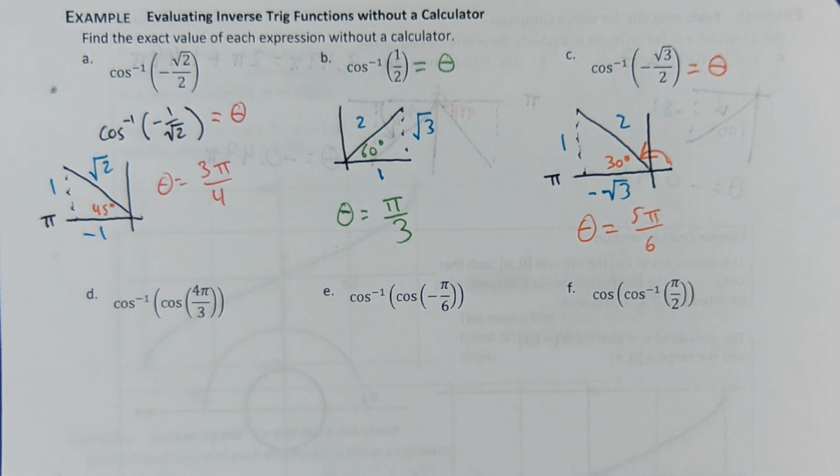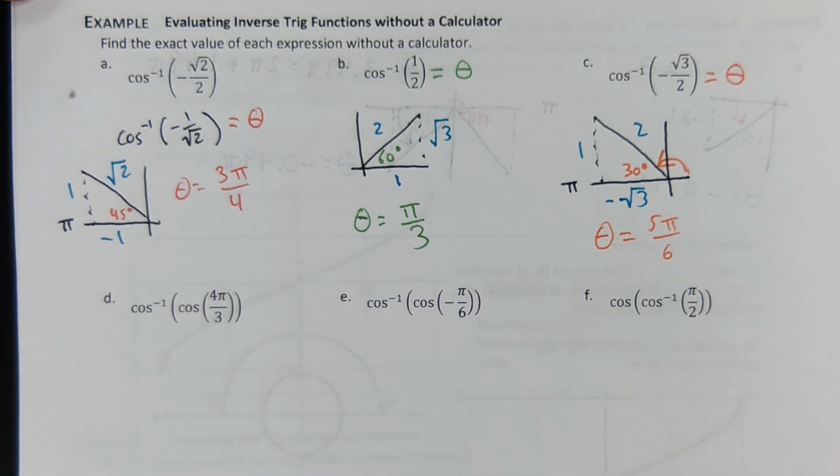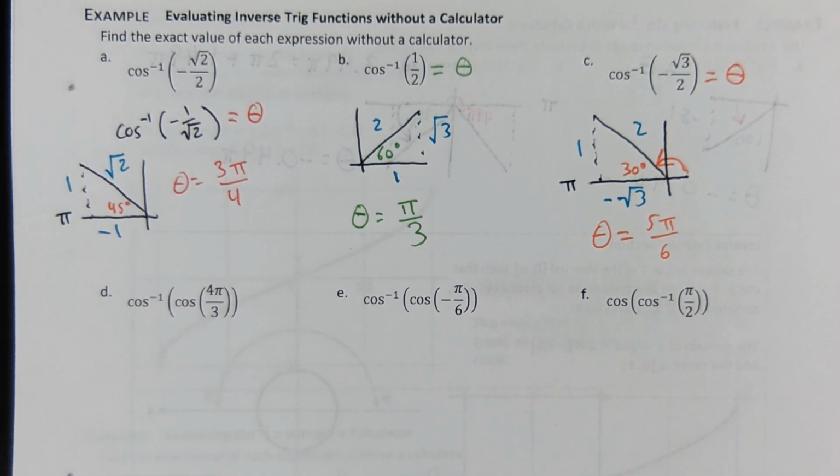So those are just the straight up and down basic ones. So cosine inverse of something positive, quadrant 1. Cosine inverse of something negative, quadrant 2. That's it. Can I answer any questions about the basic cosine inverse stuff?